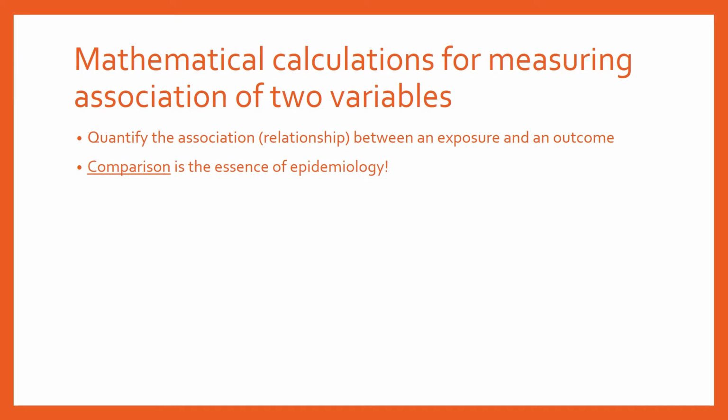So what we're going to talk about today is quantifying the association or the relationship between an exposure and an outcome. As I mentioned previously, we have to have some comparison. We have to have a comparison of a group that has the risk factor and a group that does not. Comparison is really the basis for all of this field of epidemiology. So we're going to talk about actually three different calculations: risk difference, risk ratio, and odds ratios today.